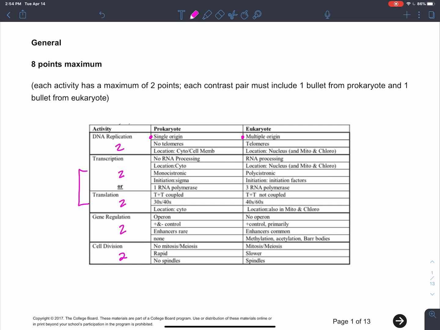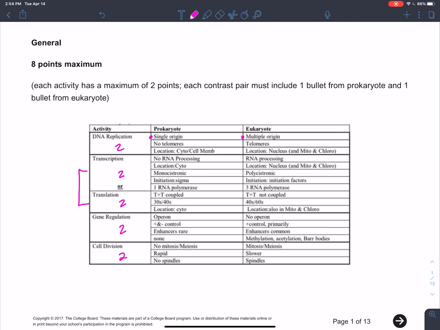Then we talk about actually gene regulation. The whole gene works for the prokaryote. It doesn't shut down portions, whereas methylation, acetylation, and Barr bodies all are part of the regulation of the eukaryotic genome. Cell division, they just have binary fission.